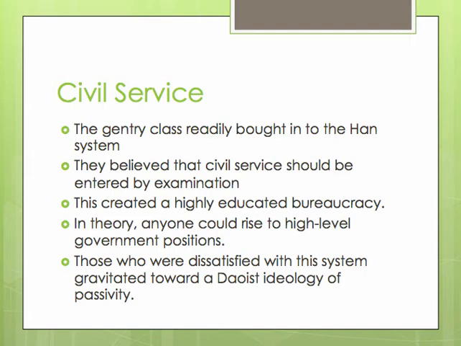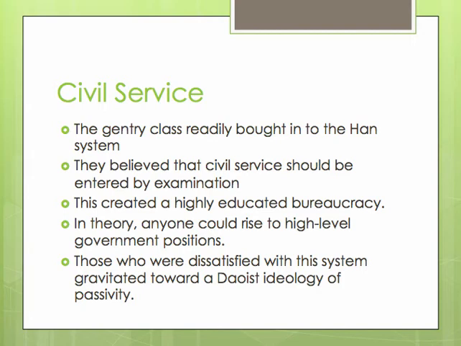This also created a kind of meritocracy, meaning that anyone who had the know-how, anyone who could pass the civil service exams, could enter into these government positions, no matter who you were, no matter what part of the country you were born in, no matter what class you were born to, or what family you were born to, you could enter into government service.